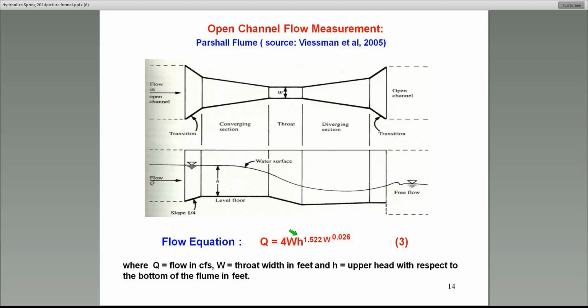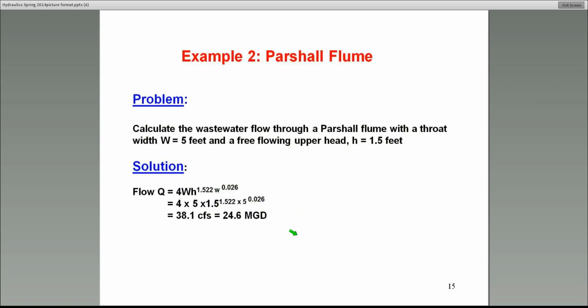There's an example, I think, on the next slide, but I'll show you how to use it. But make sure the units are consistent. And here's the equation, and I've set up a small example for you. As I said before, in this case, you have a partial flume with a throat width of 5 feet. That's one of the variables. And it has a free-flowing upper head of 1.5 feet. And that's all you need in order to calculate the Q here.